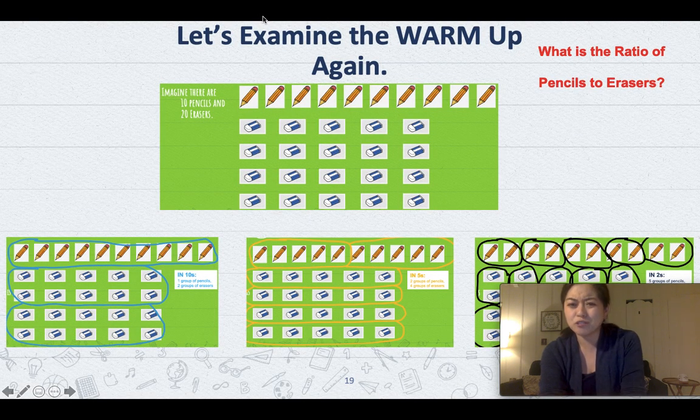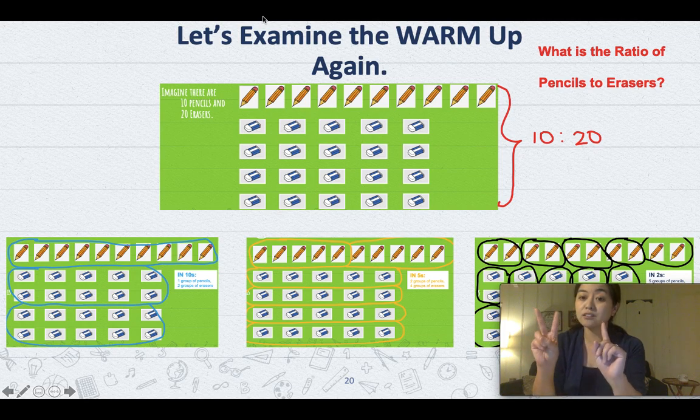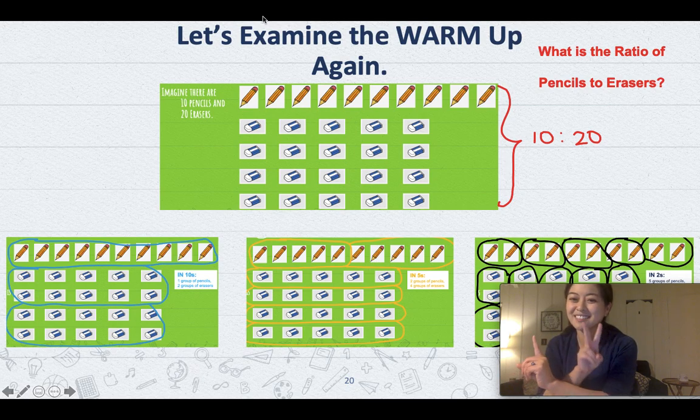What is the ratio of pencils to erasers? Look at the top picture. What's the ratio there? Remember, order matters, right? It is 10 to 20, not 20 to 10, because it says pencils to erasers. The first term is pencils. The second term is erasers. So there's 10 pencils and there's 20 erasers.